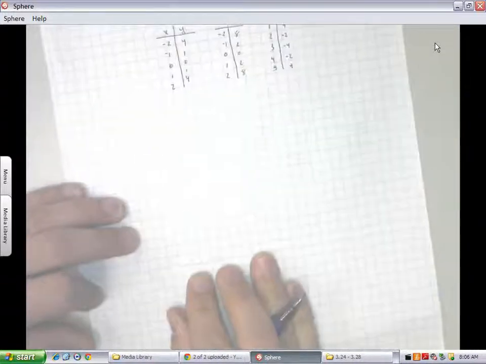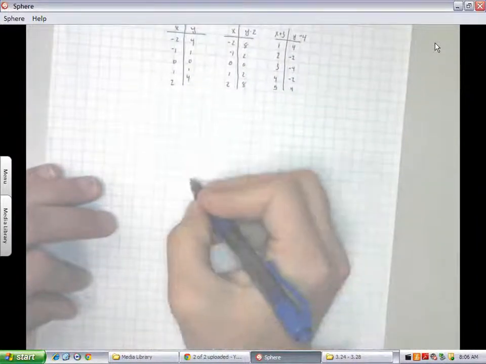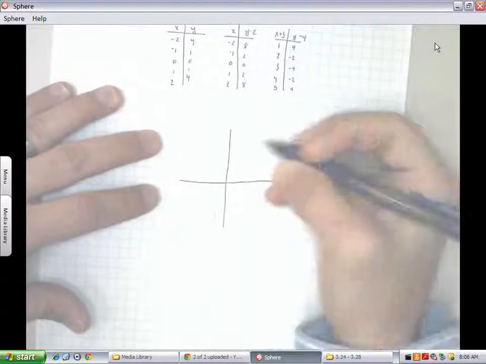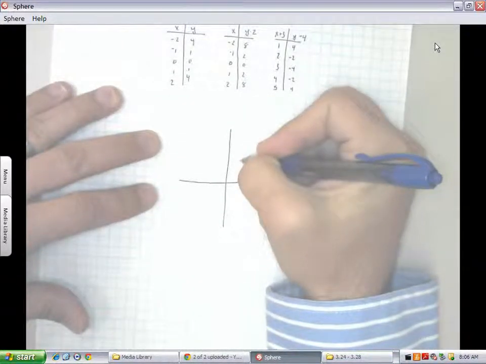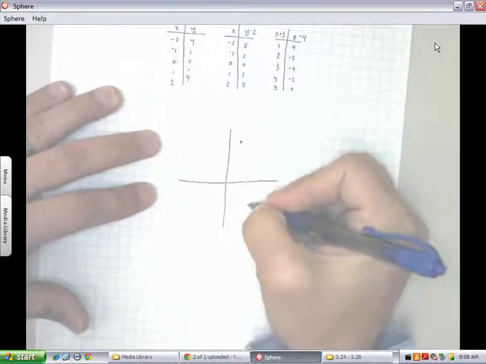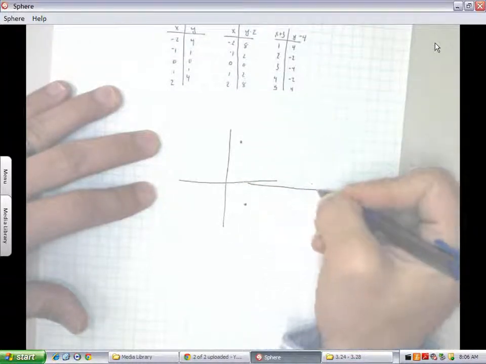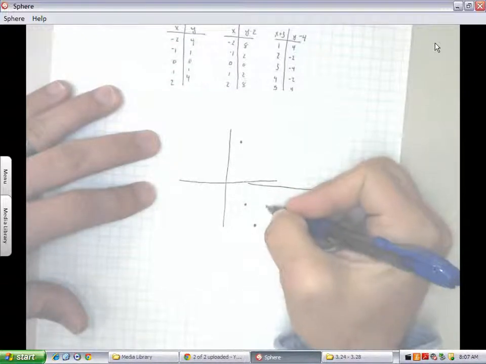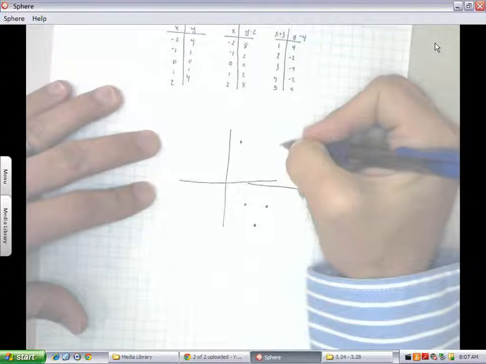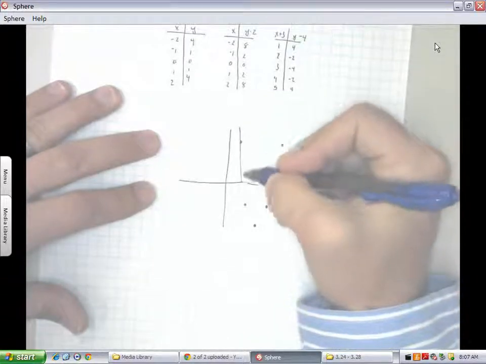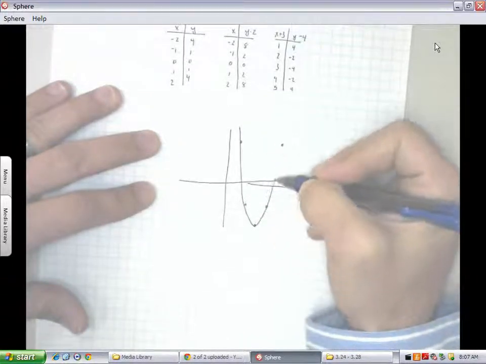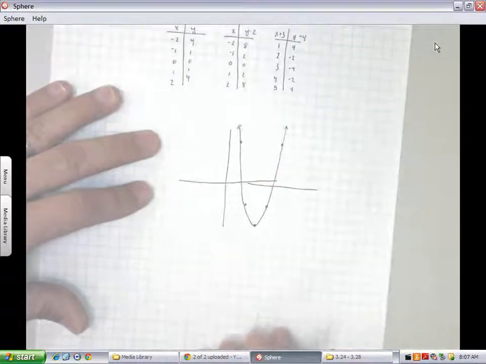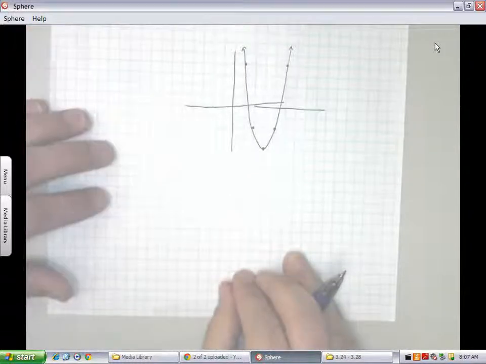So now let's make a graph. So 1, 4, 2, -2, 3, -4, 4, -2, and 5, 4. And there's my parabola. Now, what are the important aspects of that parabola that we ask to identify?